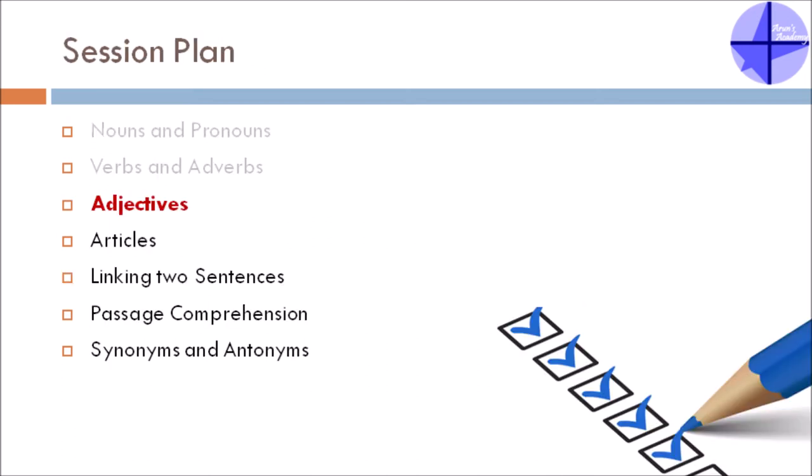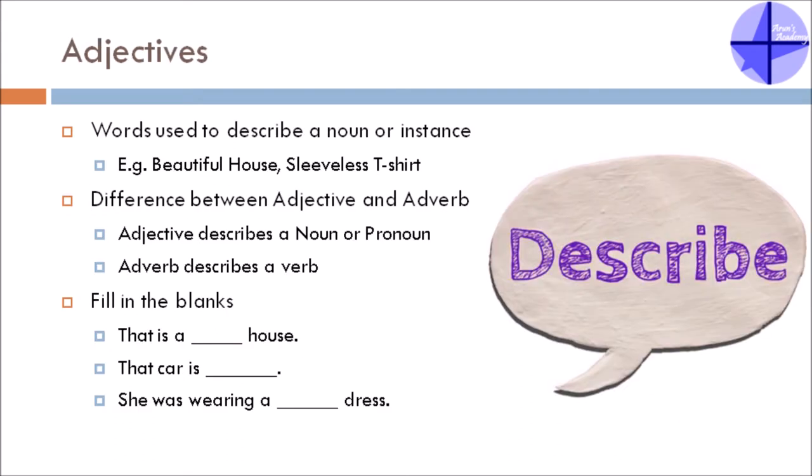All right, so we spoke about verbs and adverbs. Now let's move on to adjectives. Let's understand a little more about adjectives. Describe. It's right there in bold. What are adjectives? Words used to describe a noun or an instance. An instance is nothing but something that has happened, occurring.